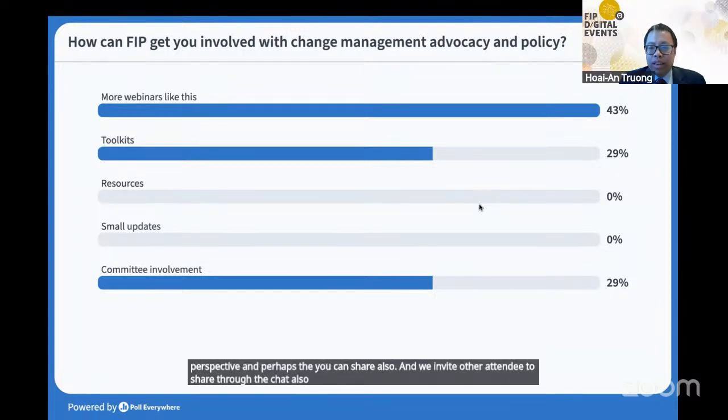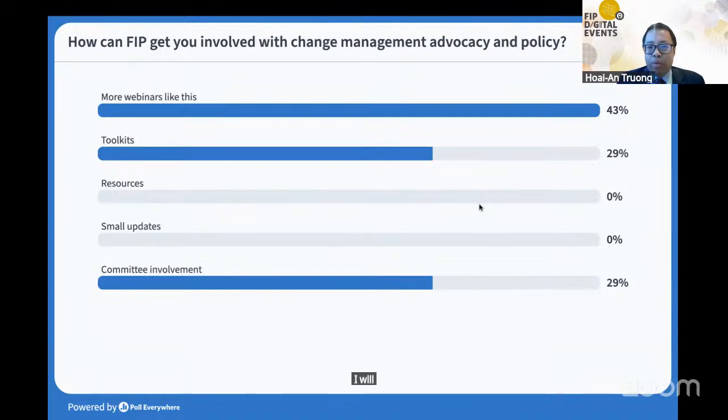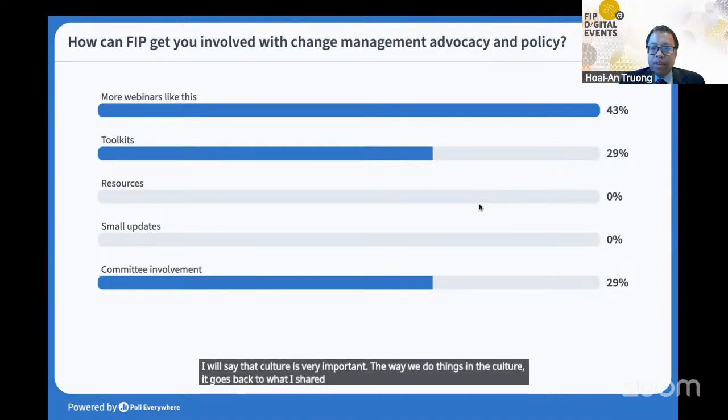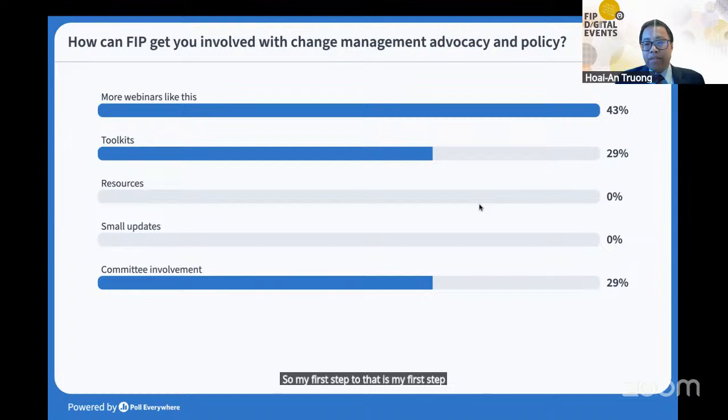So certainly, I acknowledge that culture and desired change do not always match. I would say that culture is very important. The way we do things in the culture goes back to what I shared earlier about the social determinants of health, the culture, the environment. We have always done it that way. So my first step is to identify and acknowledge.